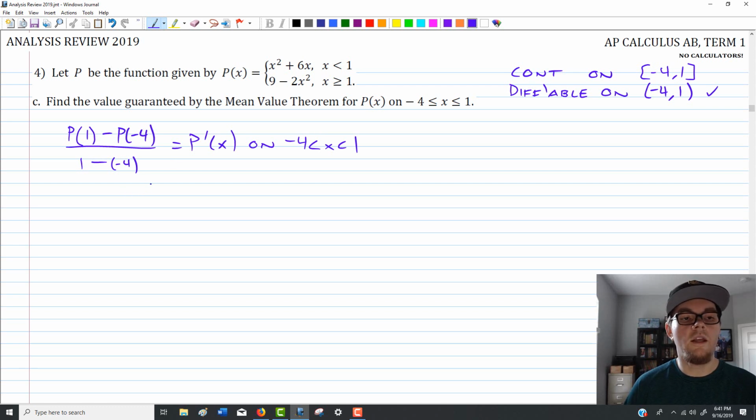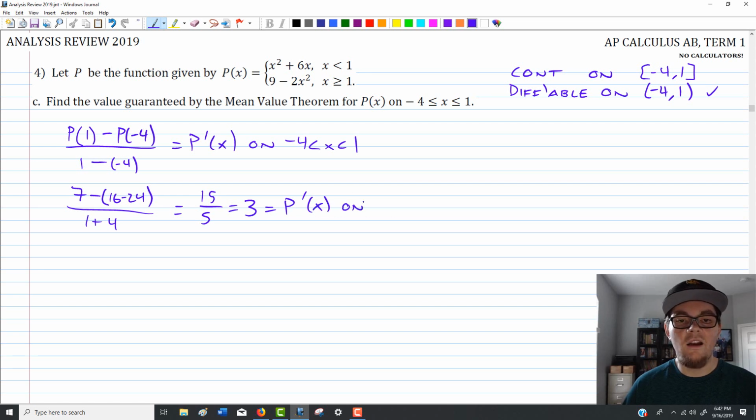As far as plugging in values, p of 1 we already established is 9 minus 2 times 1 squared, which is 7. P of negative 4 is going to be 16 minus 24, which is negative 8, all over 1 plus 4. 7 minus negative 8 is 15, so it's 15 over 5, which is 3. We want to figure out where 3 equals p prime of x on negative 4 to 1.